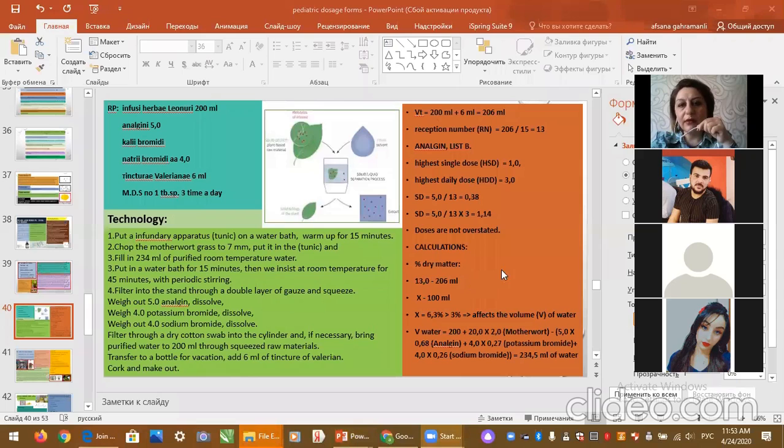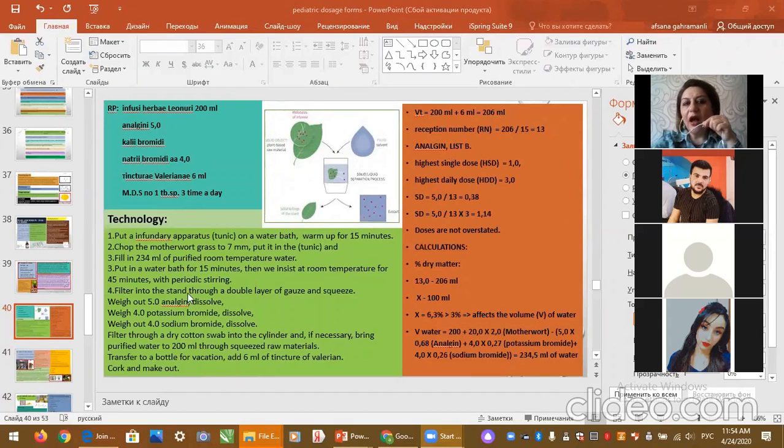From the main ingredients? Yes. No. If we speak about solution, we must calculate what? We know the main ingredients. The volume of 1 tablespoon. How many? Look to my desktop. Look to my desktop.